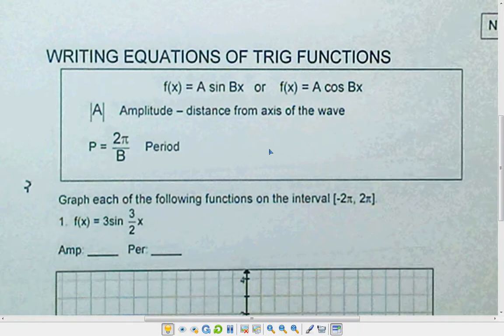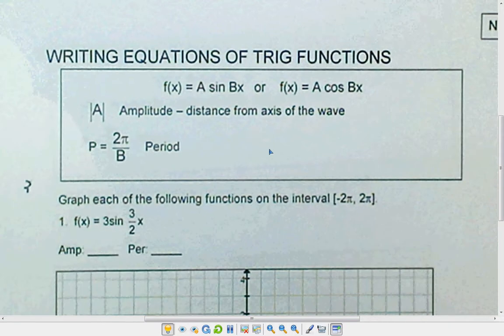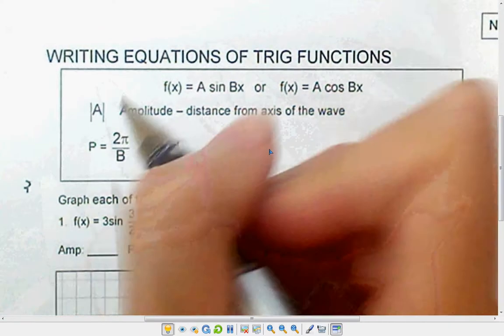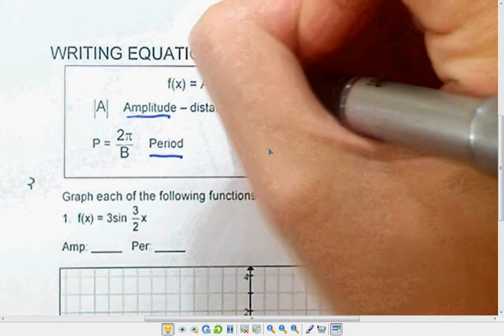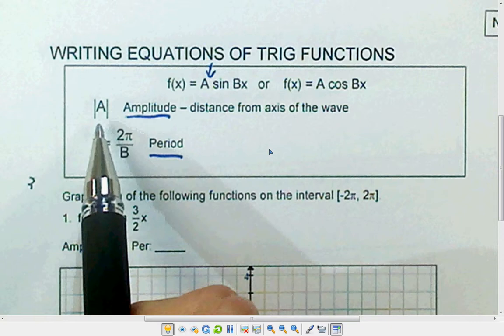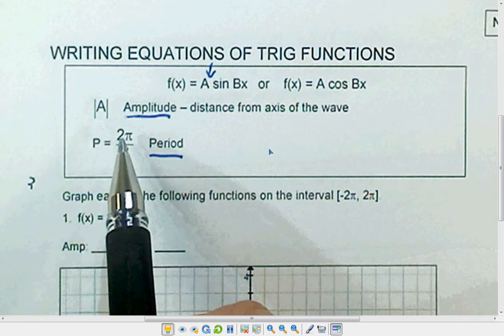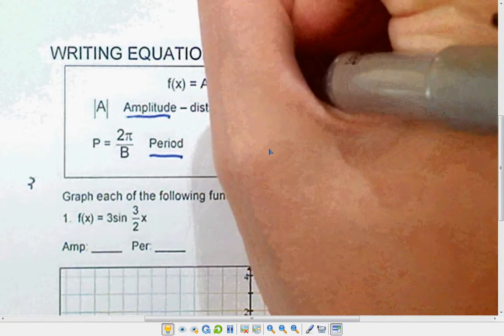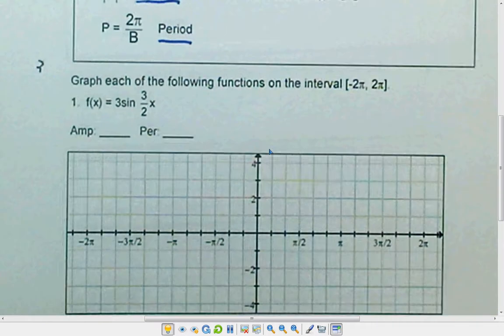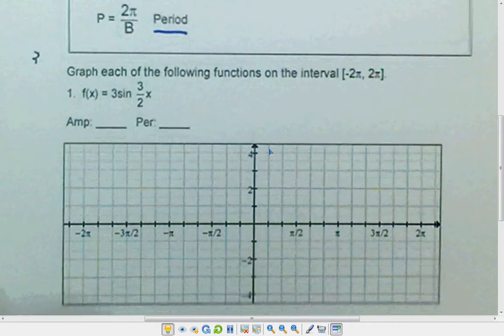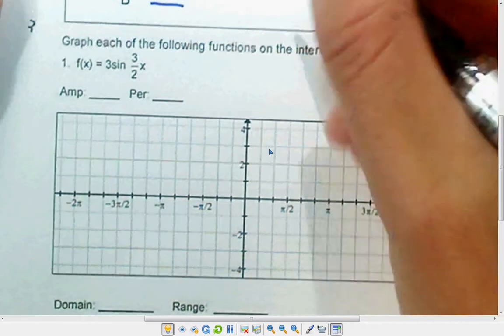Today we're going to continue looking at stretches and compressions. So just like last lesson, we're going to be looking at our amplitude and our period. Amplitude is the A, and it's the absolute value of A, so it's always positive. And to find our period, we do 2 pi divided by B, which is the number in front of your X.